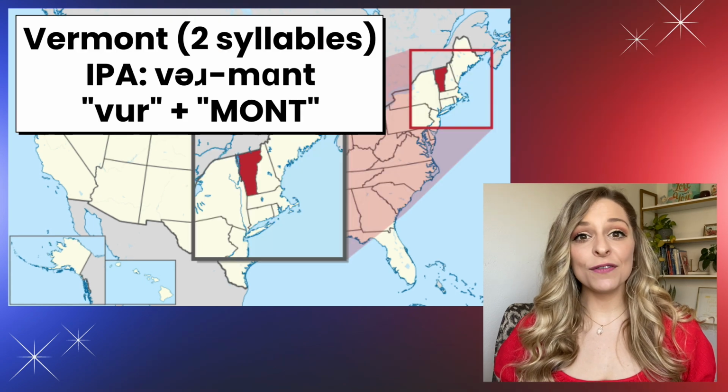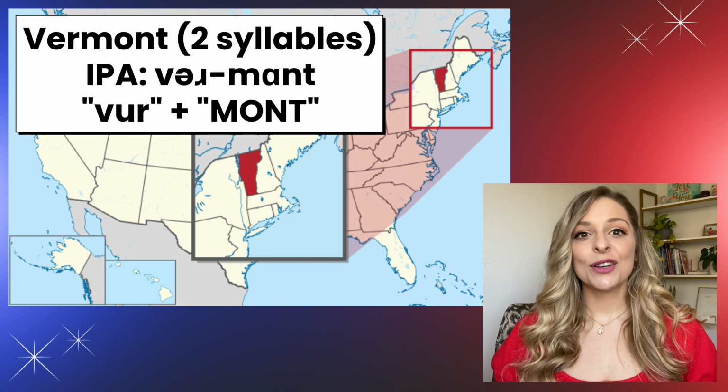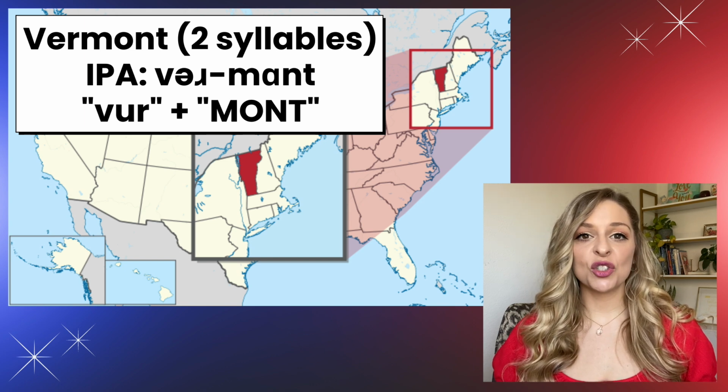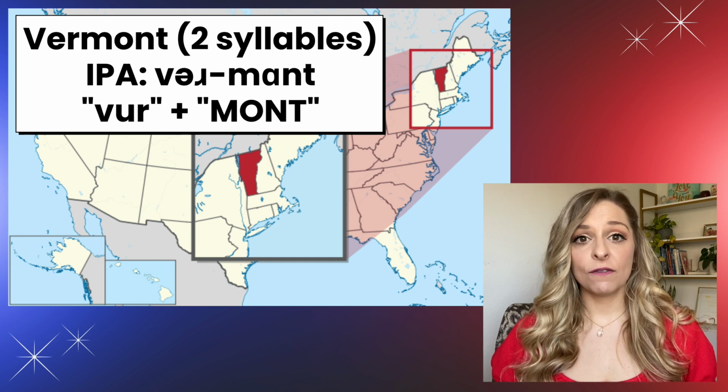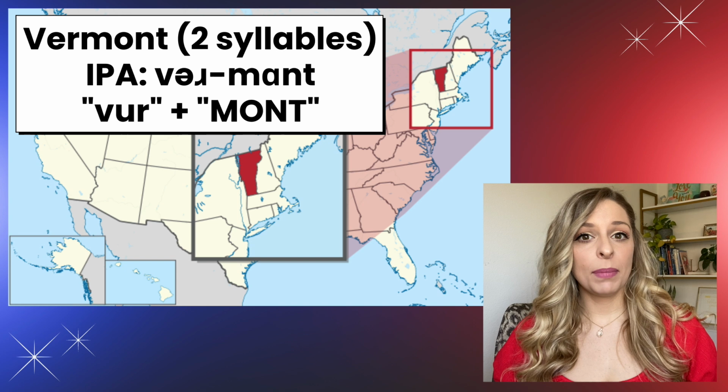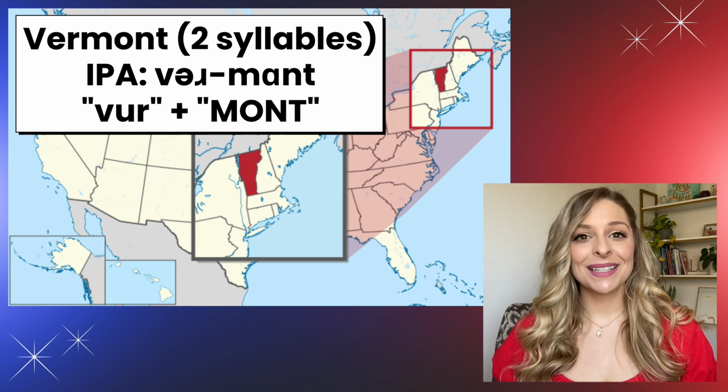Number 45, Vermont. Two syllables and we stress the second one. The first syllable sounds like ver, and the second syllable is mont. Vermont.